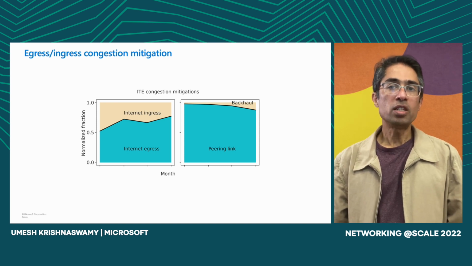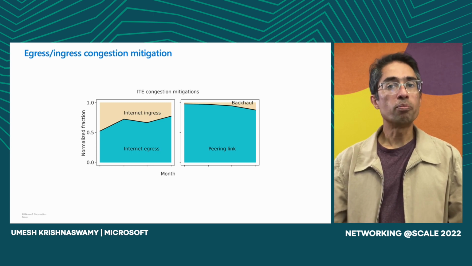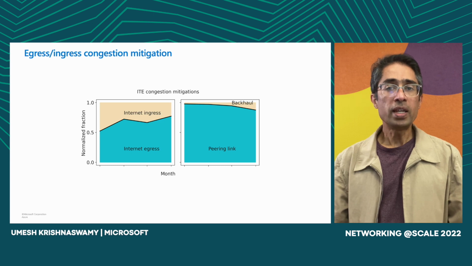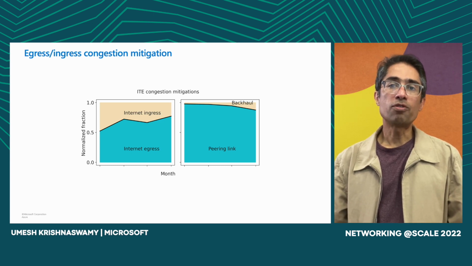70% of ITE mitigations are for egress congestion mitigation, which is traffic leaving our network bound to other networks. And 95% of mitigations are for peering link congestion, though we also sometimes use it for backhaul links.